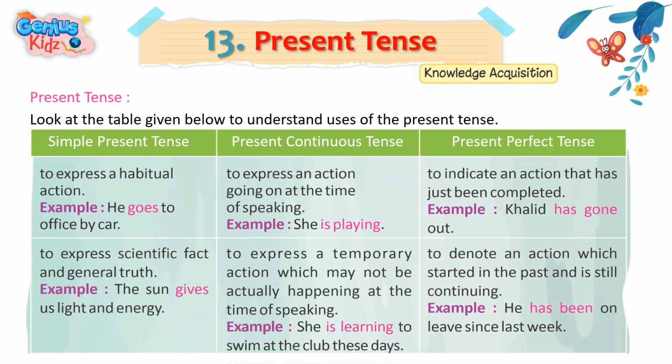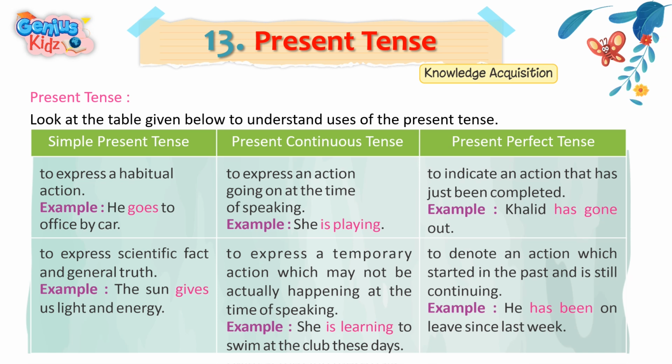Present tense. Look at the table given below to understand uses of the present tense. Simple present tense, present continuous tense, present perfect tense. To express a habitual action. Example: He goes to office by car. To express an action going on at the time of speaking. Example: She is playing. To indicate an action that has just been completed. Example: Khalid has gone out.